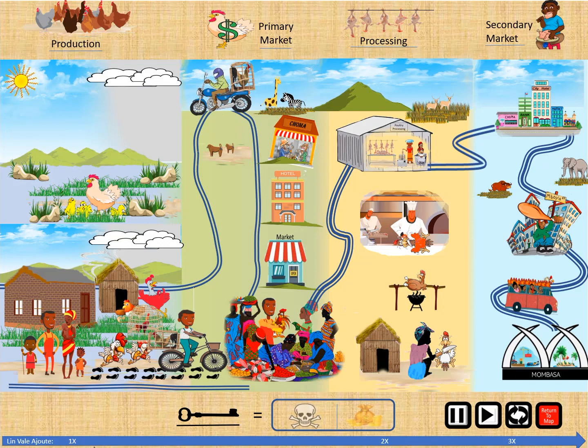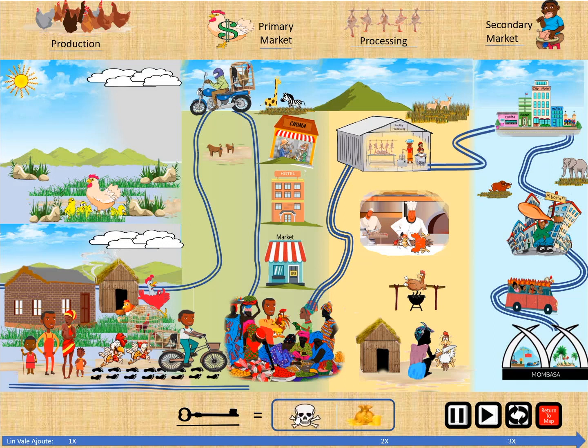Oh, and don't forget, on all the maps, you will find a value added chain. So here at the bottom, moving from production to primary processing, secondary market, you've got an indicator of the increase in value. From the household, the farm gate, to the final retail market or urban markets, you've got an increase in value of three times, 300%.